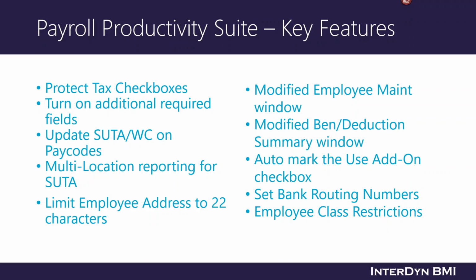Also, every year end we have those messages come up on our validation report that our addresses are too long for the W-2. We've changed those address fields in this product to limit to the 22 characters that the W-2 will display. We have a modified employee maintenance window, a modified benefit deduction summary window, and it will automatically mark the use add-on checkbox if you're using the PTO manager. Like I mentioned before, a way to set your bank routing numbers and prevent the errors with those direct deposit account numbers, and then the employee class restrictions. So there's a ton packed into this little productivity suite.